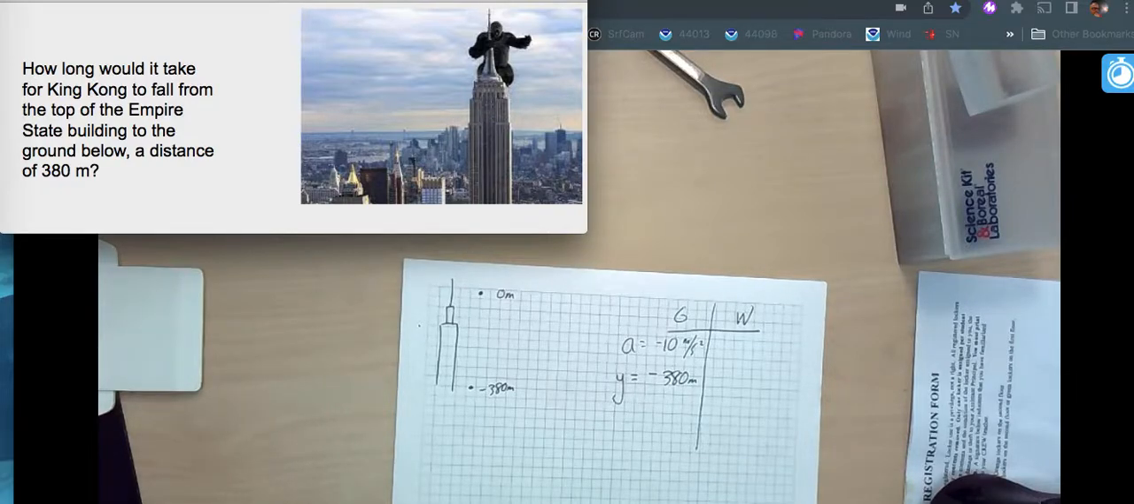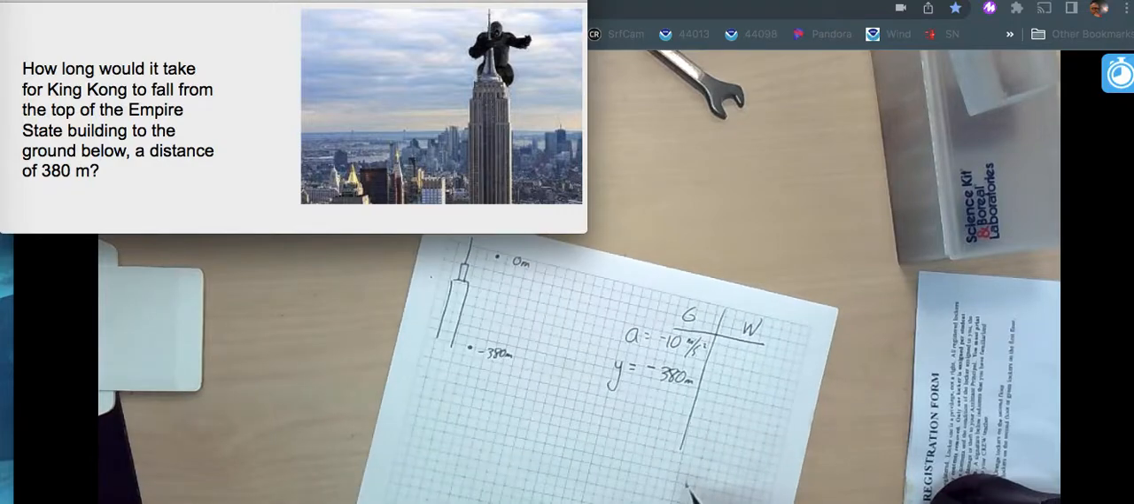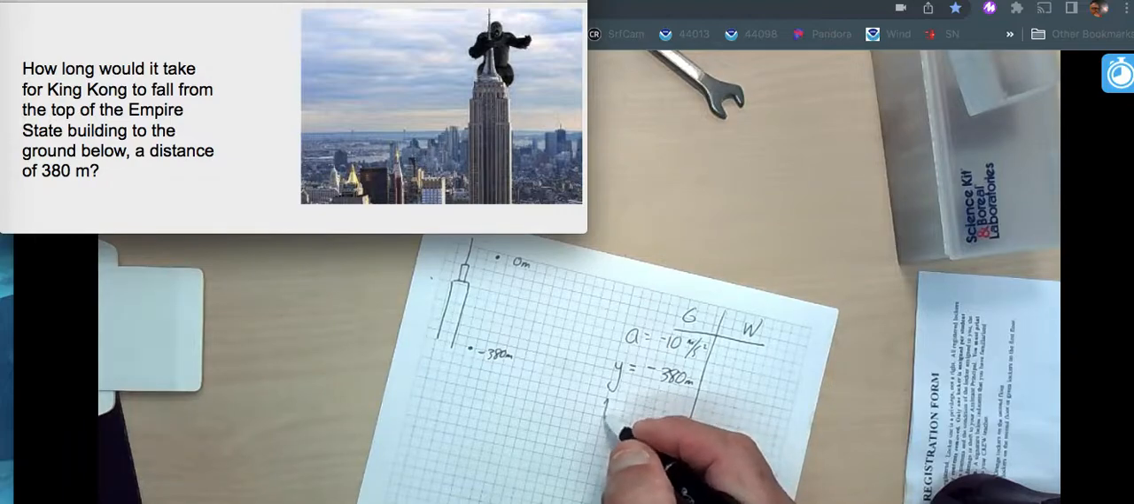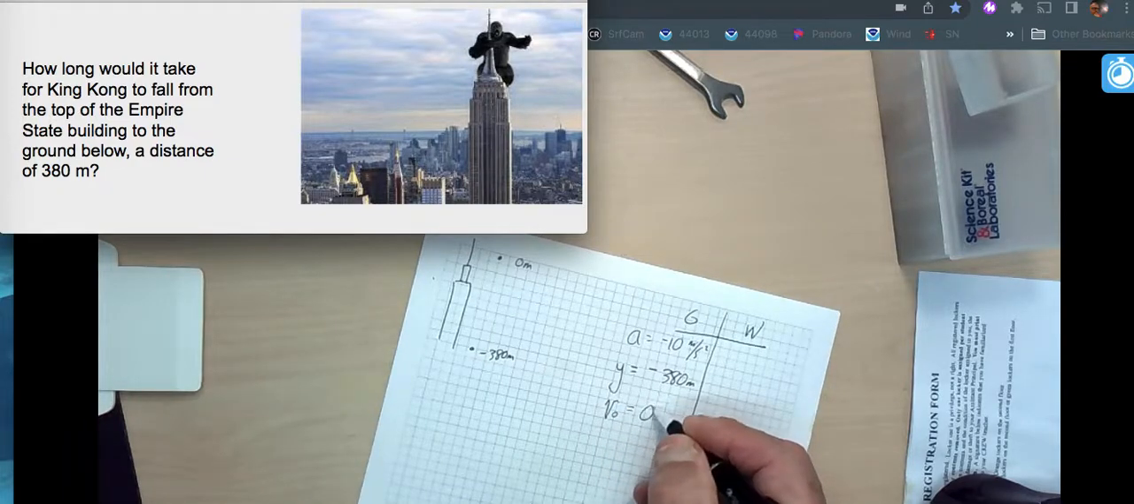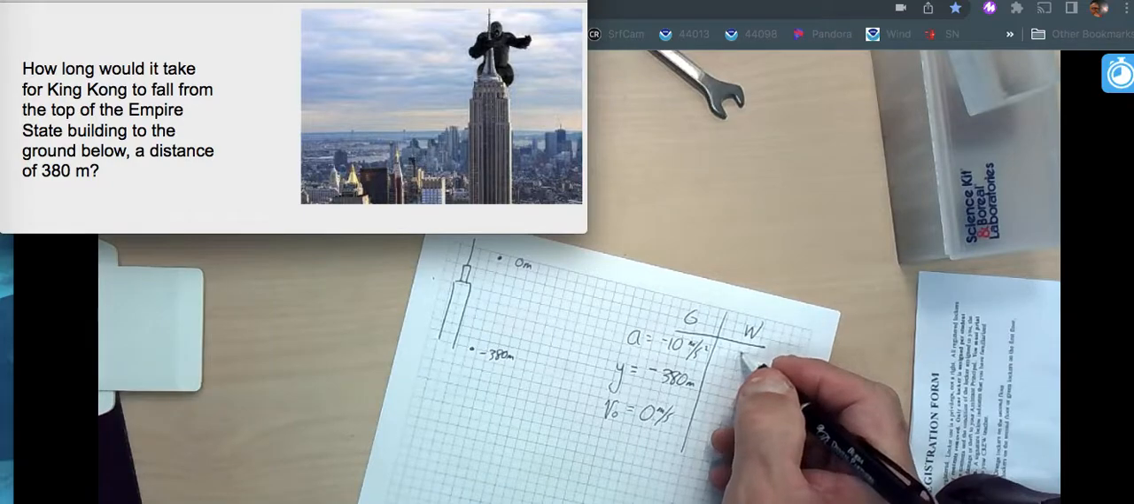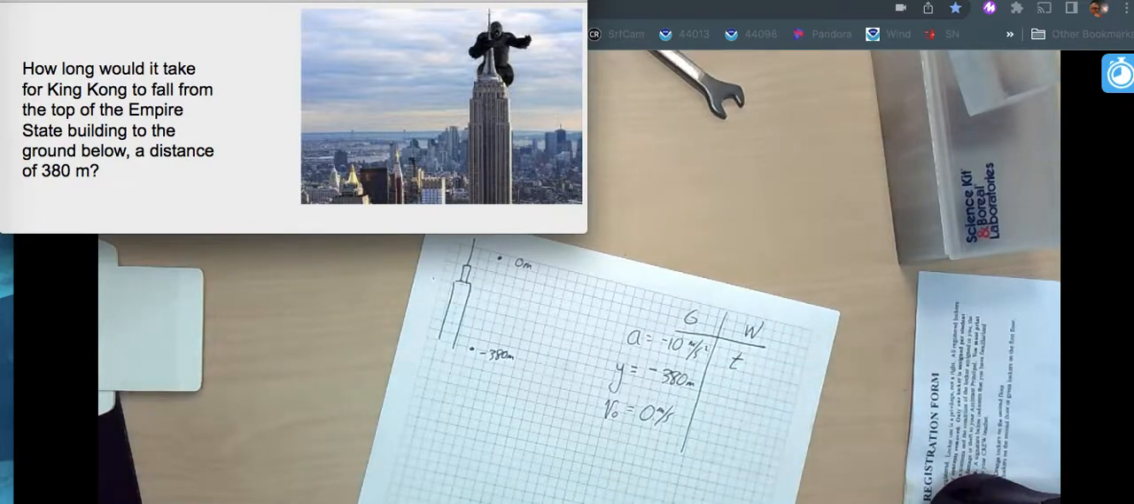Let's see, what else do we know here? Well, nothing else is stated explicitly. But again, if he's hanging onto the building before he falls, then his initial velocity, he's falling from rest. So 0 meters a second, and we're looking for t, time. How long does it take?